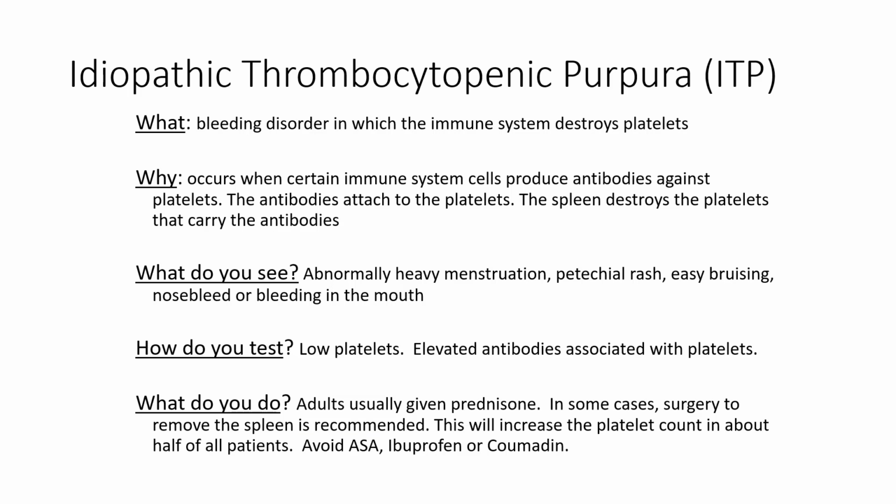So again, idiopathic thrombocytopenic purpura, very autoimmune, generally speaking. The antibodies attack the platelets, and it causes early destruction of platelets, so they end up with this thrombocytopenia. Very, very acute, so you should be able to identify it.